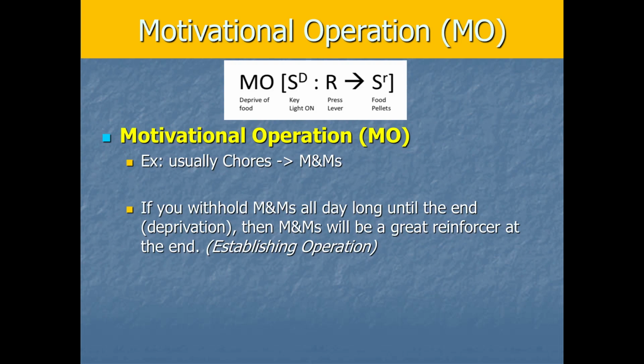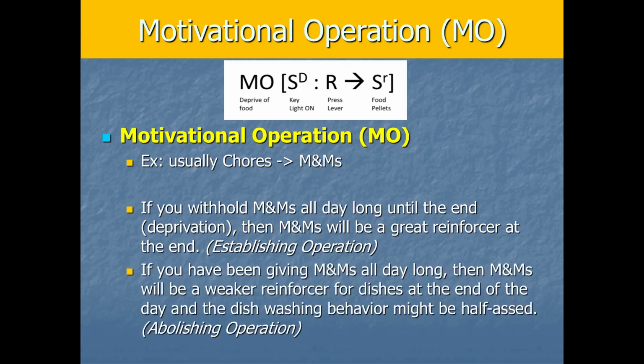But what if instead you've been giving them M&Ms left and right all day long, or maybe they've been sneaking M&Ms all day already? In that case, M&Ms are going to be a weaker reinforcer for dishes at the end of the day. They're not as good of a reward. And then that means the dishwashing behavior might be half-assed or less likely because the M&Ms don't work as well. So them getting full and satiated on M&Ms earlier in the day, that would be an abolishing operation. That's the idea of motivational operations.